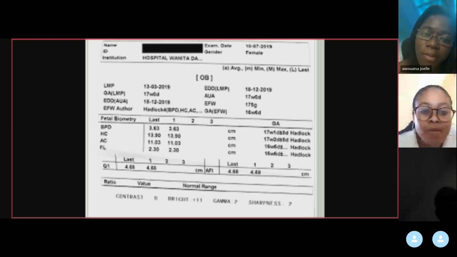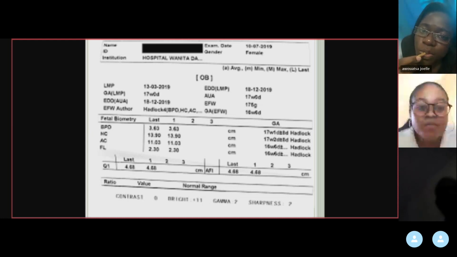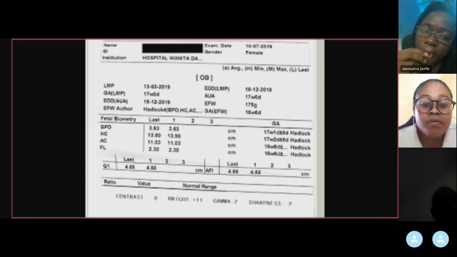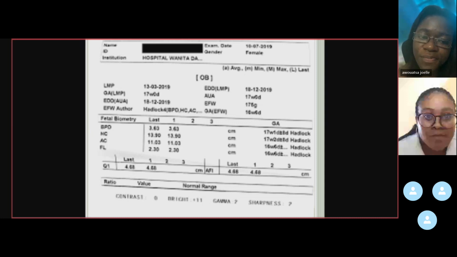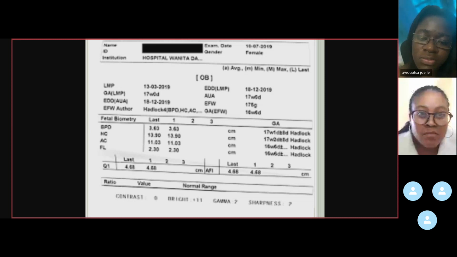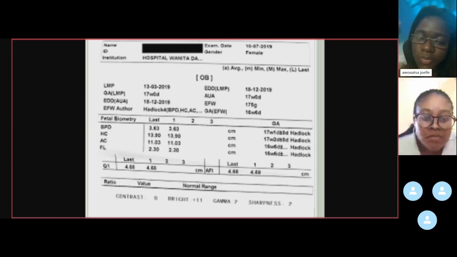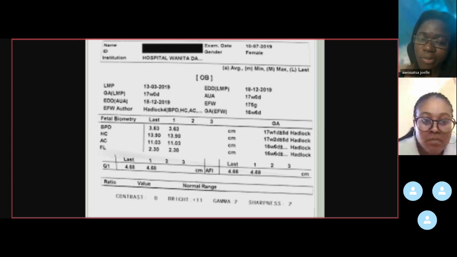This is a report, slightly blurry, but you can see the hospital name, the exam date, and the LMP mentioned in it. Then it also shows how many weeks have been completed till date. Then there are the measurements which have to be taken depending upon the trimester we are scanning: BPD, HC, AC, FL. BPD means biparietal diameter, HC means head circumference, AC means abdominal circumference, and FL is femur length.